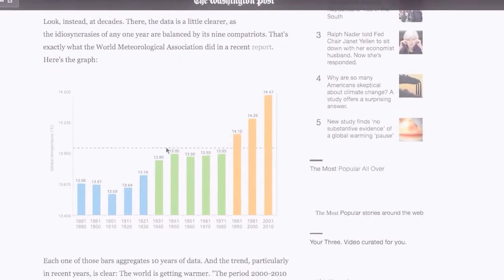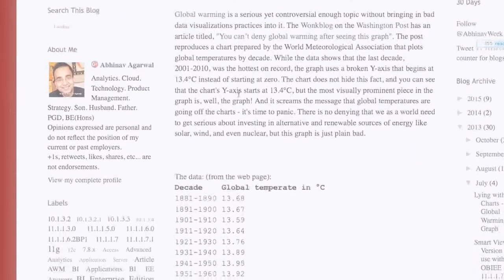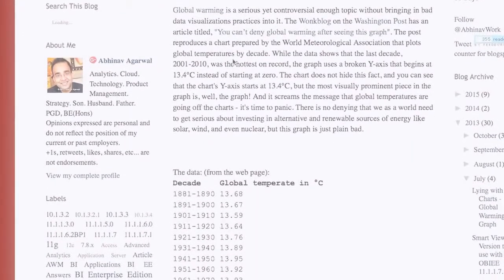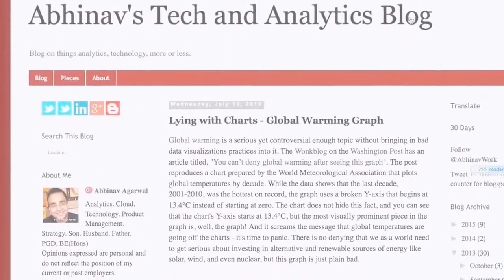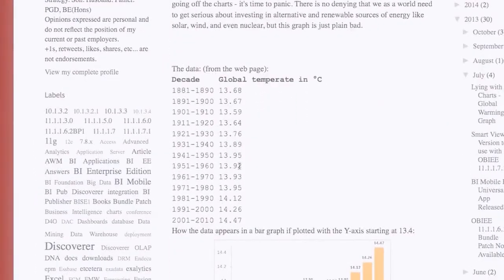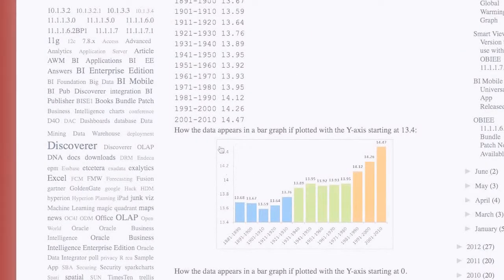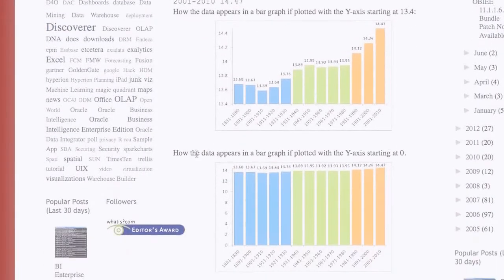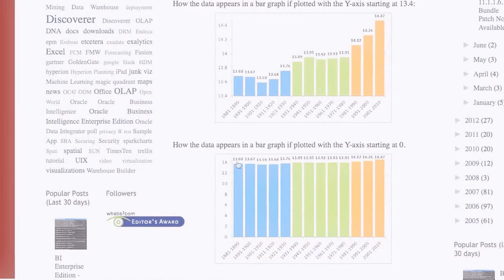So what happens if you plot this on an actual bar graph that shows it in the way that it's supposed to be shown, from the bottom of the y-axis? Well, here's a blog that did exactly that, took the exact same data from the WMO report and plotted it this way. Here, the data appears in a bar graph if plotted with the y-axis starting at 13.4, and here's the chart they showed. Here's the data in a bar graph if plotted with the y-axis starting at 0, and this is actually what they're talking about.